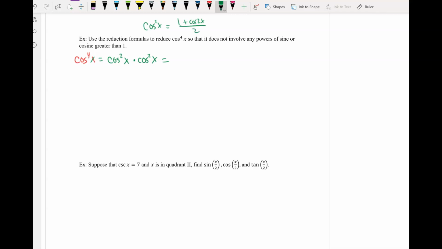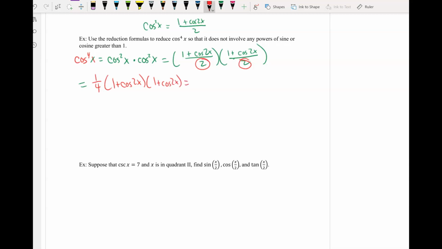Okay, so let's go ahead and do that. So the first guy is going to be 1 plus cosine 2x divided by 2 times 1 plus cosine 2x divided by 2. So I'm going to notice that I get a 4 down here. I'm going to pull that out. And I get 1 plus cosine 2x, 1 plus cosine 2x. I'm going to FOIL all that out. So I'm going to have 1 plus 2 cosine 2x. And then the last one's going to be cosine squared 2x.